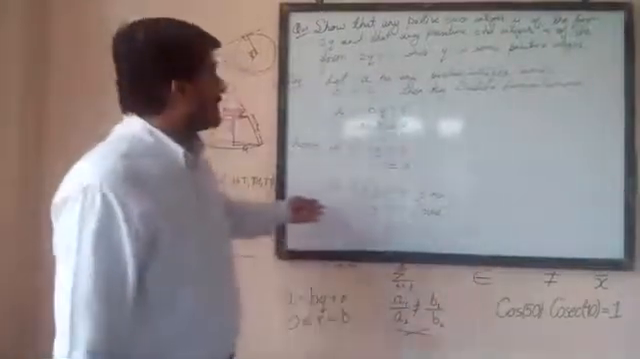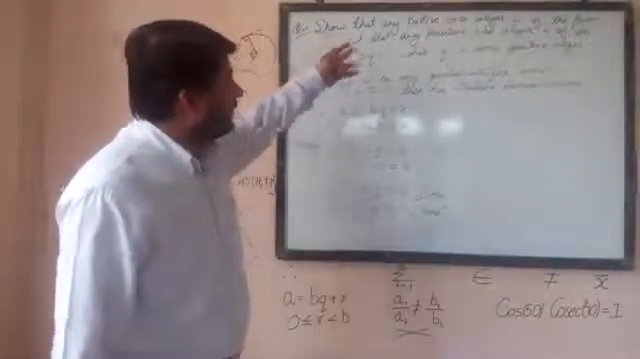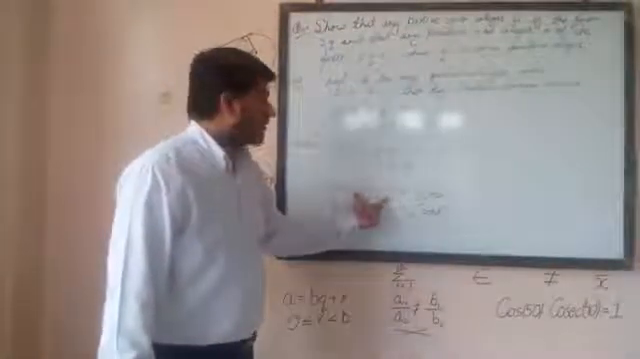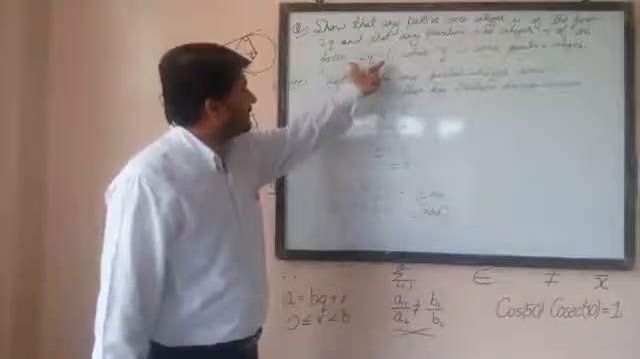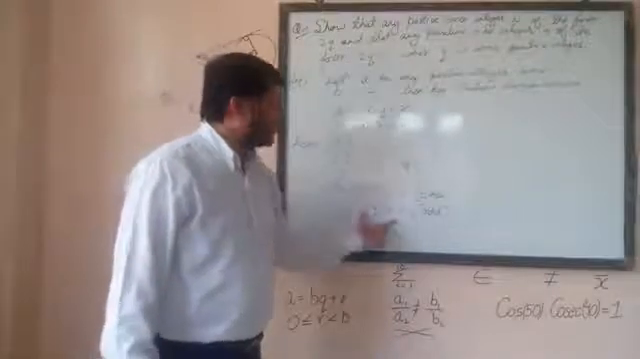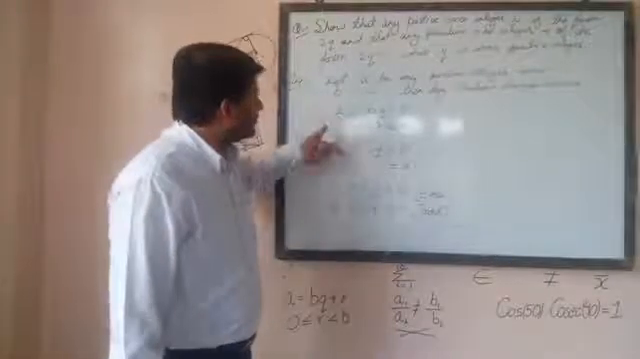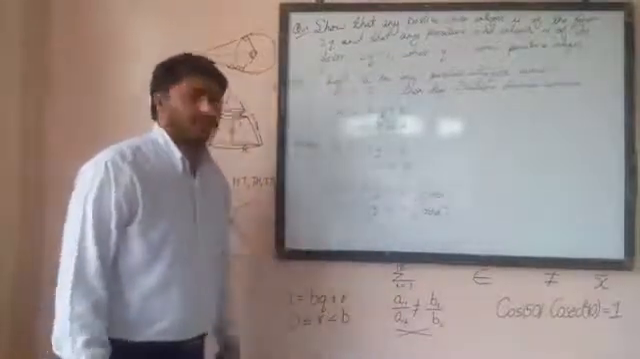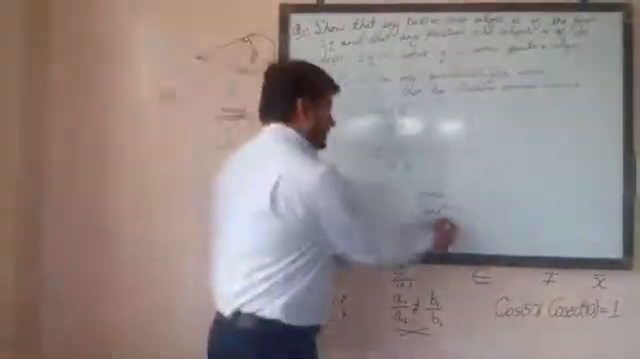So here completes our answer: any positive even integer is of the form 2q, and any positive odd integer is of the form 2q plus 1. These are its two forms using Euclid's division lemma. So we have proved that this is an even number and this is an odd number. You can note this down in your notebook. This is its answer. Let us move to another question.